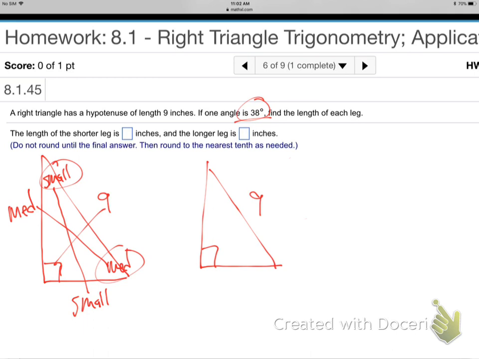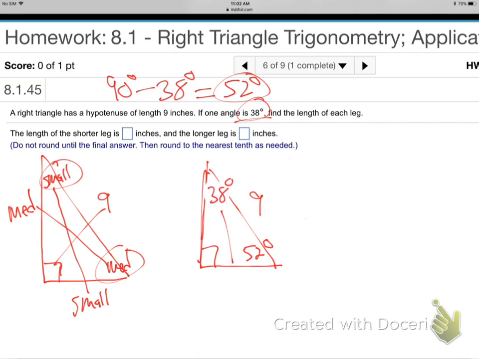Because the other one is already visibly bigger. And it wouldn't make sense to put the smallest on the medium side. And we can actually find it by subtracting from 90. Because any triangle has 180, we're already using up 90 with the right angle. So there's only 90 left for the other two angles. So 90 minus 38 is the other one, which is 52. So that's bigger, 52 bigger than 38. So the 52 must be across from the medium side, and the 38 must be the smallest angle, which is across from the small side.